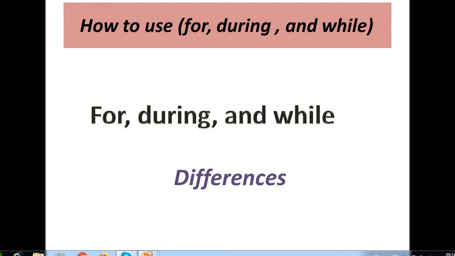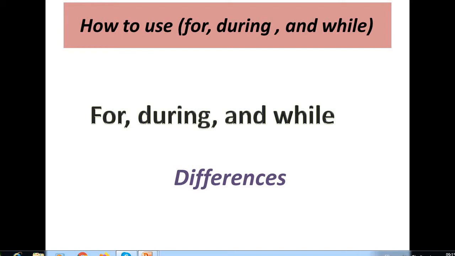In today's video, I want to share with you the different usage of the prepositions for, during, and while. As you know, the prepositions during, for, and while are often used with time expressions. So let's take a look at the difference in usage between them.